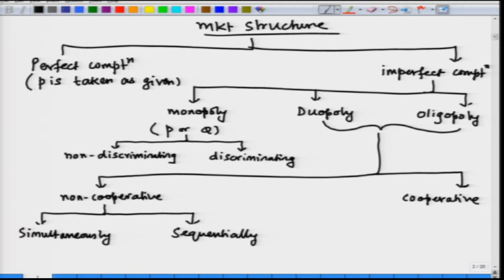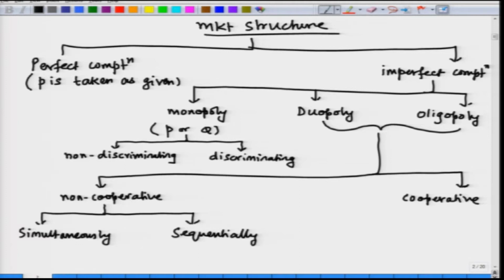So, what do we mean by firms moving simultaneously? When firms are moving simultaneously, they choose either the price or the quantity at the same time. So, one firm does not know what the other firm is choosing, and the same thing holds for the other firm. Sequentially means if there are two firms, firm 1 moves first, chooses the price or quantity, firm 2 sees what firm 1 has done and then chooses the price or quantity.